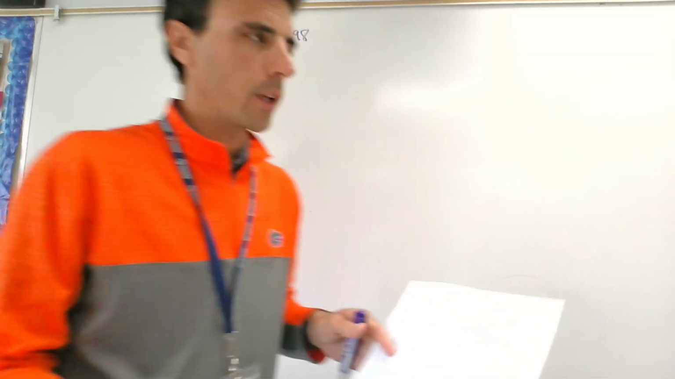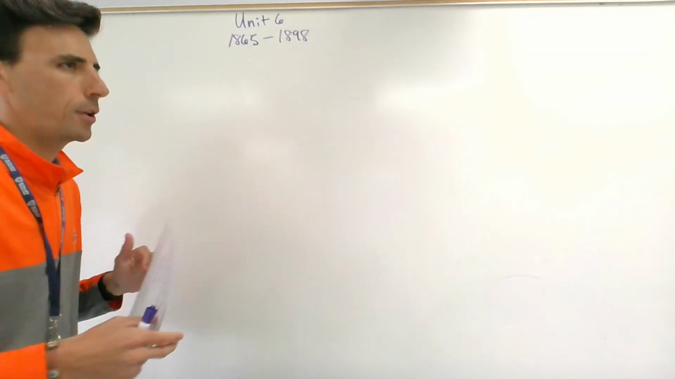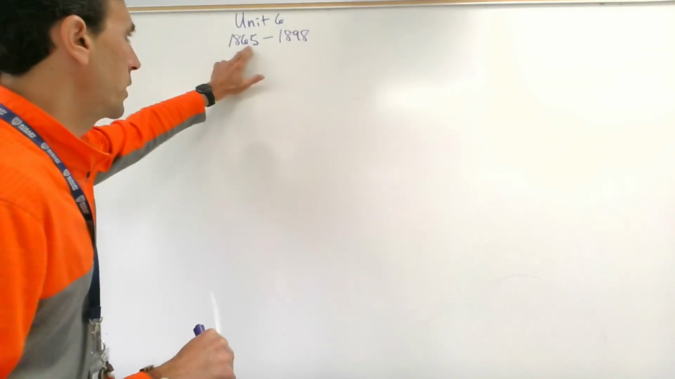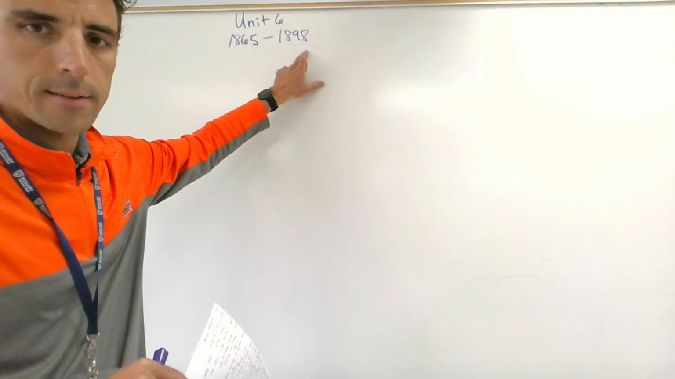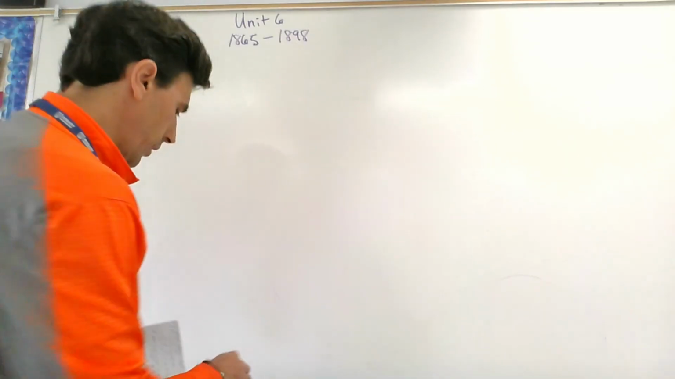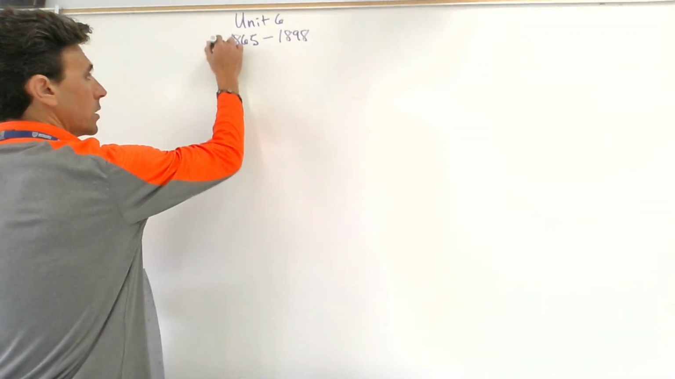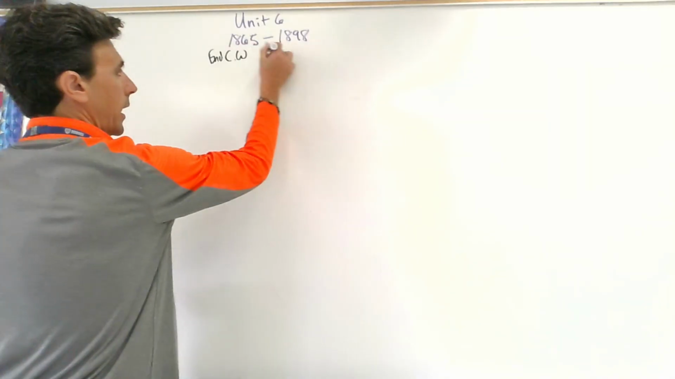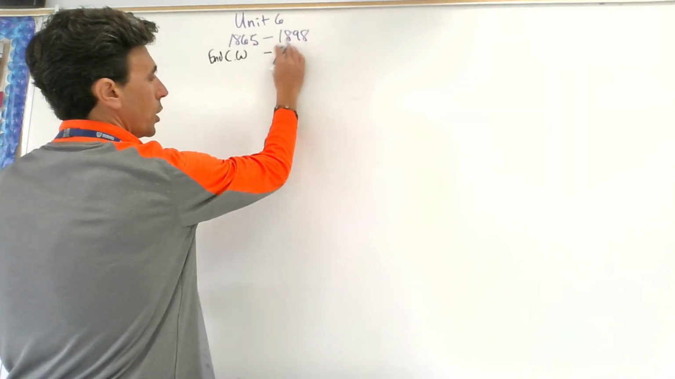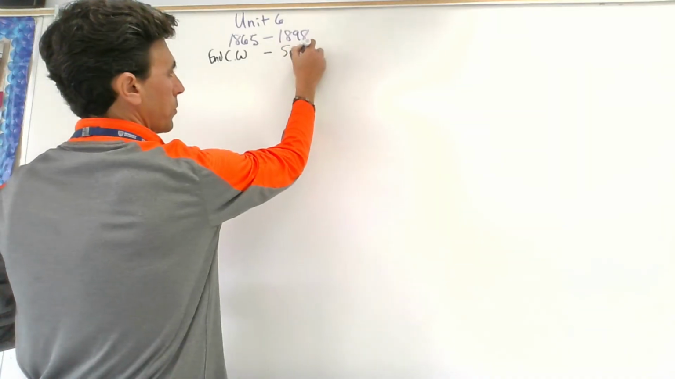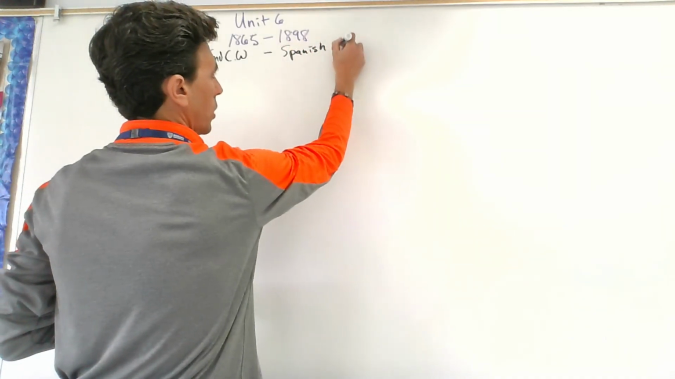All right, here we go, everyone. We're going to look at Unit 6. This will be broken up into two videos at a minimum. Unit 6, 1865 to 1898. With 1865, we've got the end of the Civil War, and then that's going to take us to the Spanish-American War.